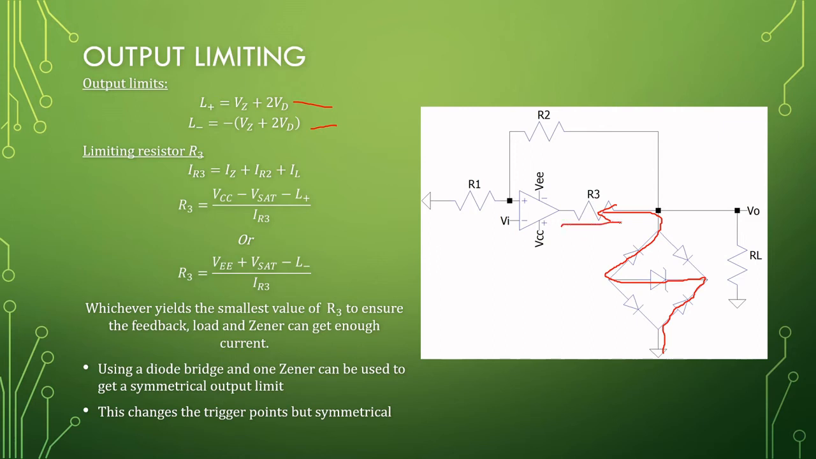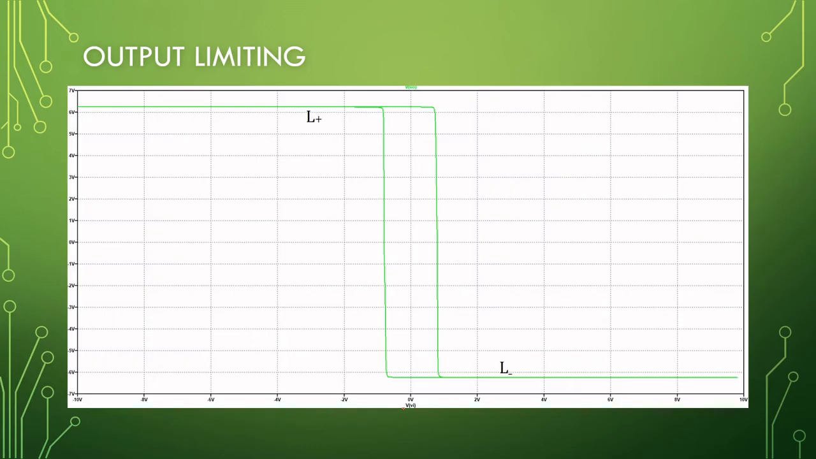Okay, again calculating resistor 3, we need enough current to supply our Zener and our diodes for them to switch on, anything connected as a load and any extra circuitry attached, as well as the feedback. And again, you pick the lowest resistor value, but this will be symmetrical, so these two will yield the same result. And there we have a nice symmetrical output with some limits. That is it for output limiting.